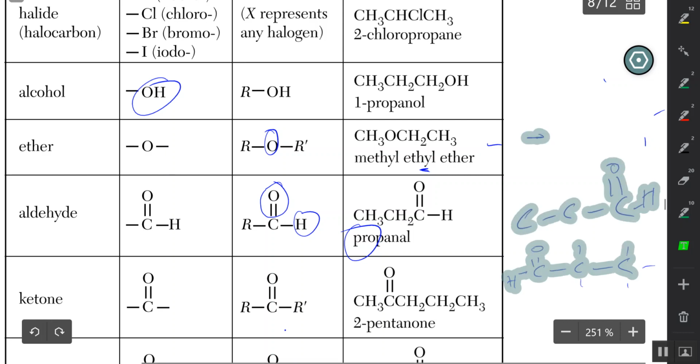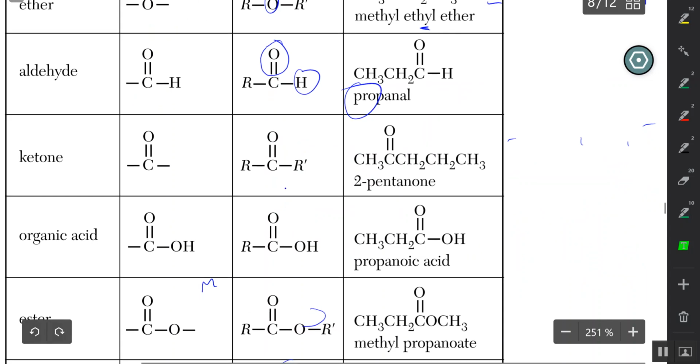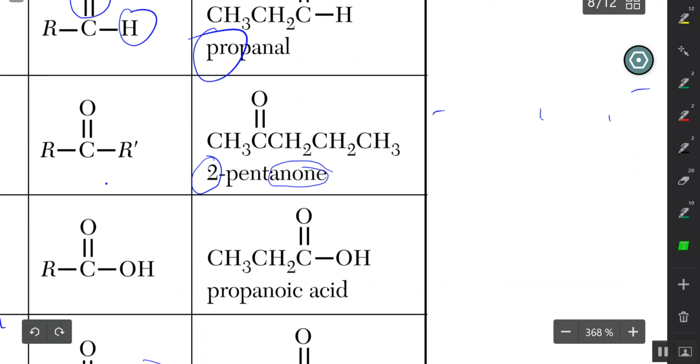Now, next one. 2-pentanone. This means that on the second carbon, I'm going to have an -one. And an -one means a double bonded O. That's it. Okay, so pent stands for 5 carbons. 2, 3, 4, 5. And on the second carbon, I have an oxygen. Now just add the hydrogens. This carbon does not need any more hydrogens. These do. And you're all set.